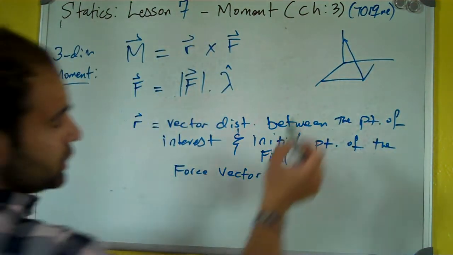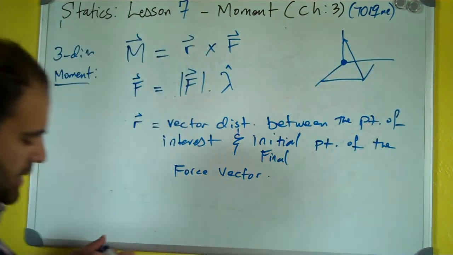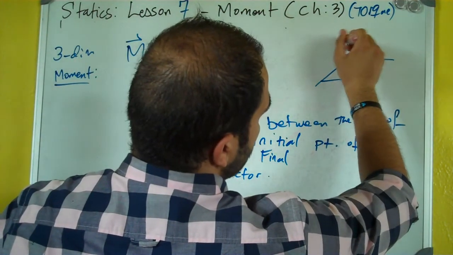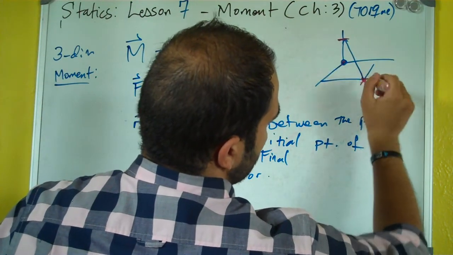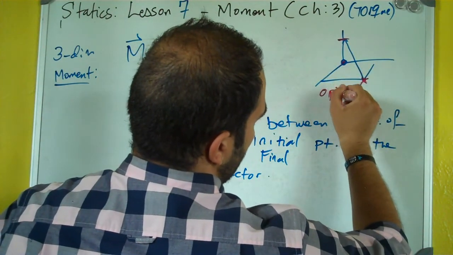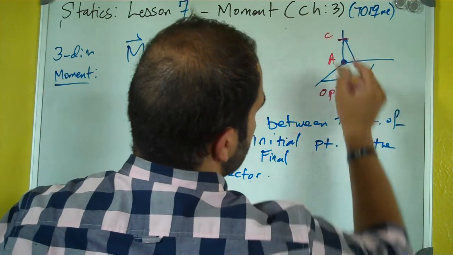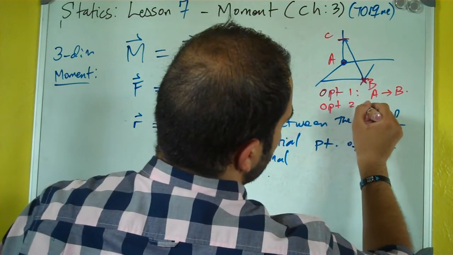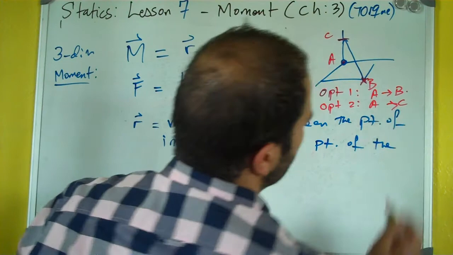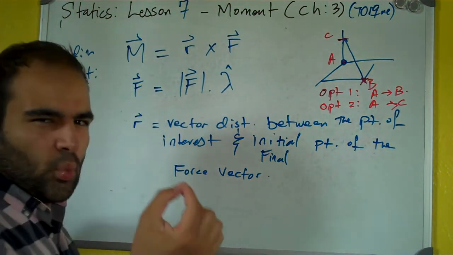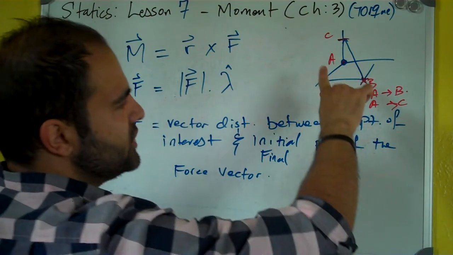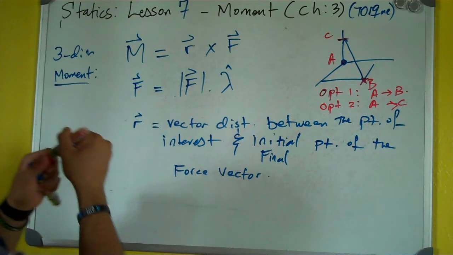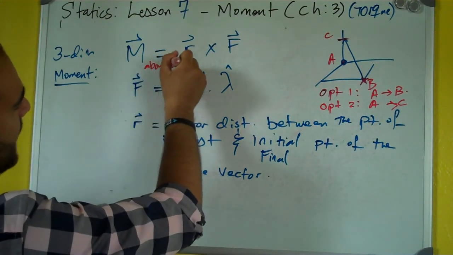Right? So if you're looking at this point, the R vector is going to be from here to here, or here to here. So you have one option, option number 1, say A, B, C. Option number 1, from A to B, or you've got from A to C. And obviously, if you pay 1 second of attention, you could say that AC is much easier. Well, this is moment about a point.